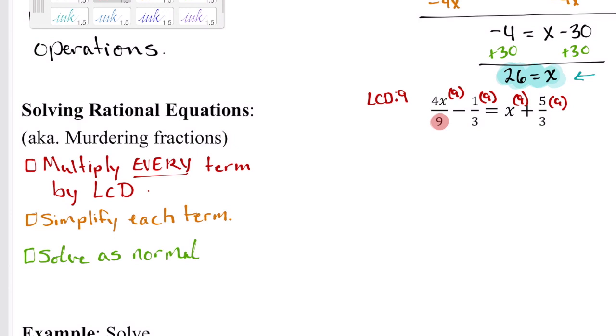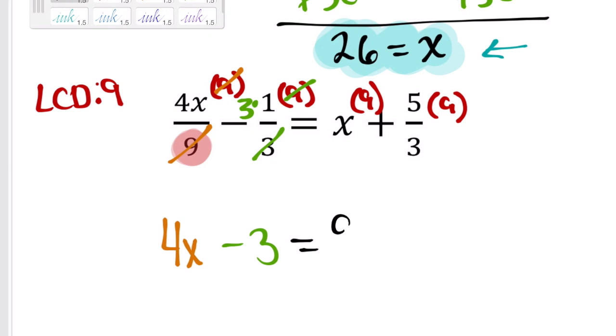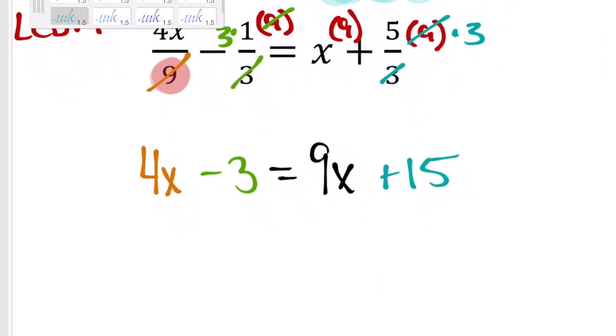So we're multiplying every single term. Next, we'll simplify each of the terms, and then we'll solve like a normal equation because we will have gotten rid of the fractions. So the 9 cancels out with the 9, leaving me just a 4x. I have 9 divided by 3 will leave me with just a 3, so minus 3. I have nothing to cancel out, which is the x, so that's going to stay 9x. And then I've got a 9 divided by a 3 here, so 5 times the 3 will give me plus 15. And now I just solve like a regular equation because I don't have any fractions to freak me out anymore.